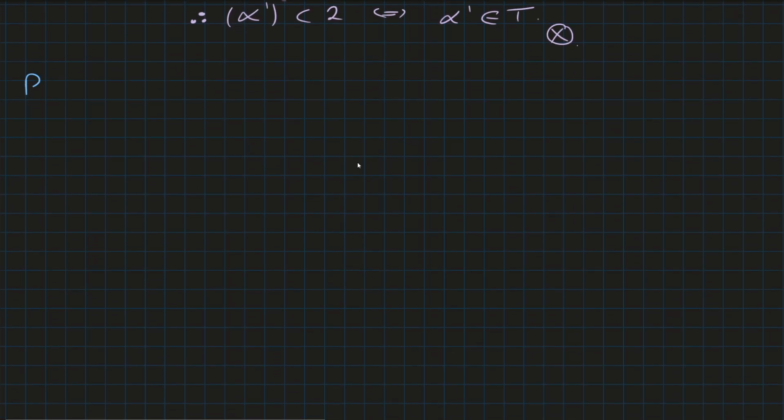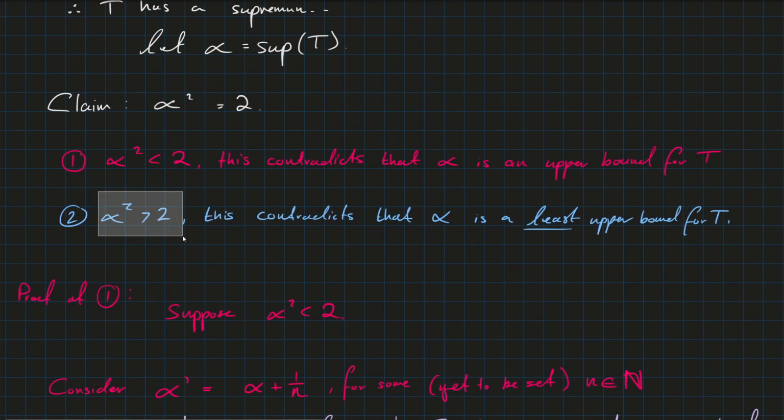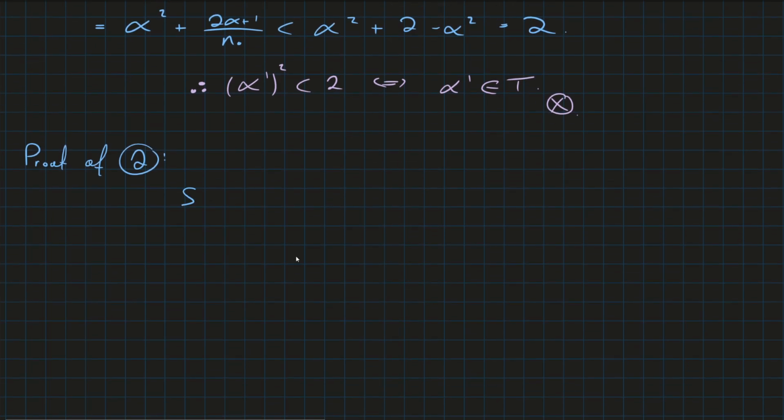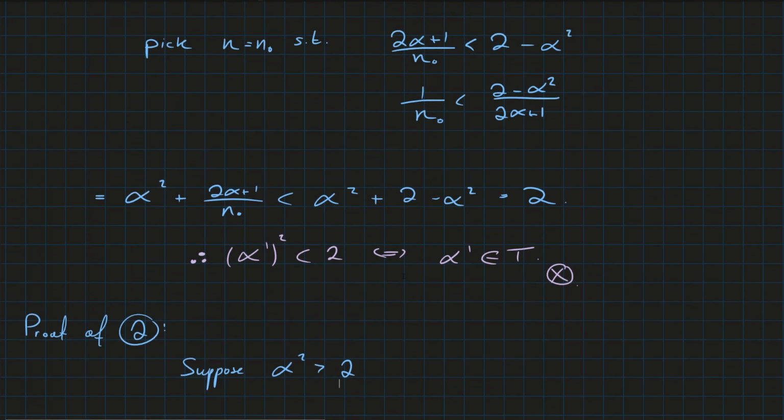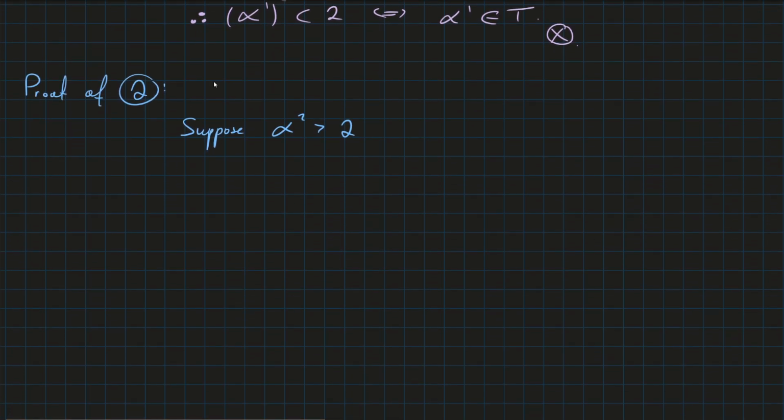So I'm going to say proof of 2. And remember, proof of 2 is this way. Suppose alpha squared is greater than 2. And in a similar style to this, we're going to consider alpha prime. And now alpha squared is bigger than 2.